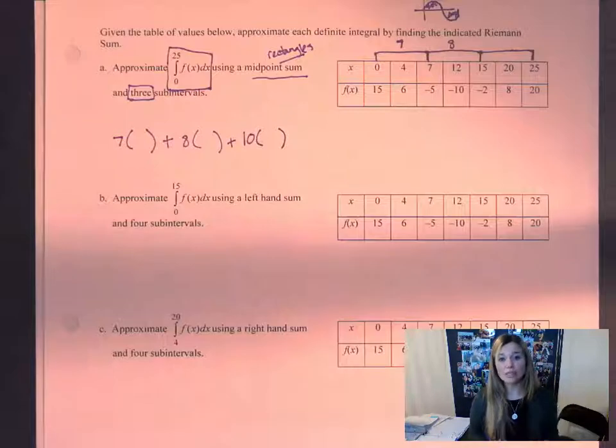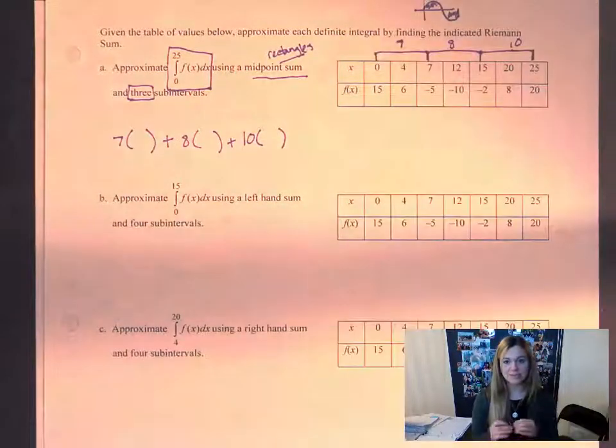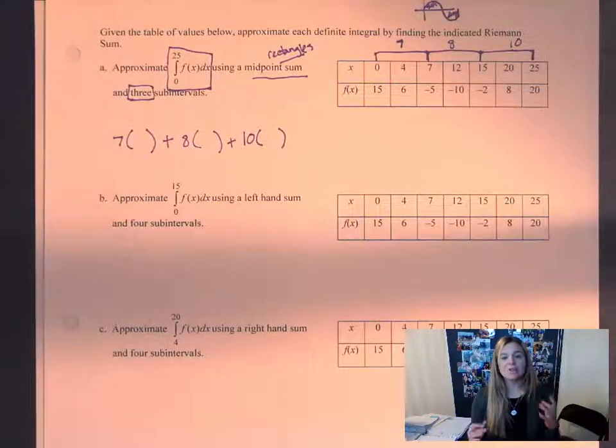In everything we've done so far, we've had the same width of each rectangle. Not so much right here. We just do the best that we possibly can. So I split this up into 3 rectangles. This was 7, 8, and 10. That's the distance between the x's. If I'm thinking about a rectangle, I find the area by saying base times height, or length times width.